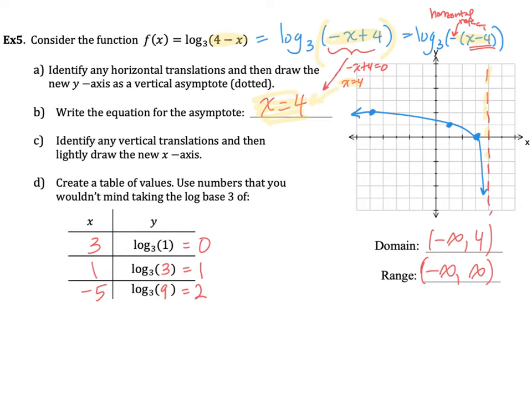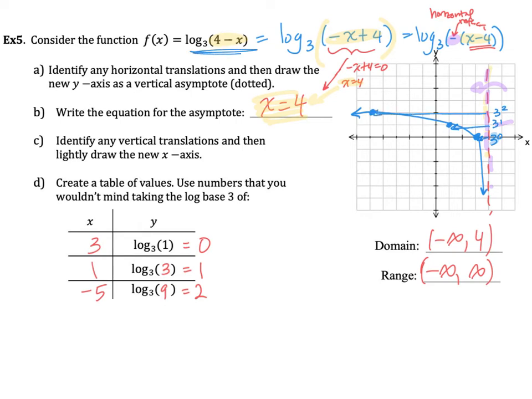Then we talked about the fact that this is a negative in front, and that's a horizontal reflection. So I had to reflect over this vertical asymptote. So now the logarithm should be on the left-hand side instead of the right-hand side. And the rest is just, this is 3 to the 0 power, which is 1 unit away. This is 3 to the 1 power, which is 3 units away. This is 3 to the 2nd power, which is 9 units away. And I'm going to the left instead of the right.